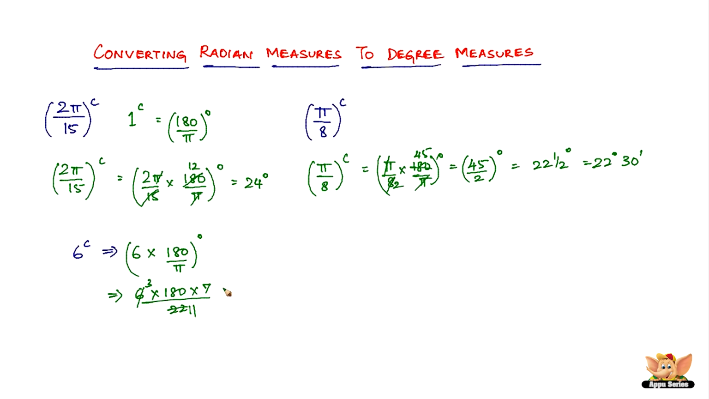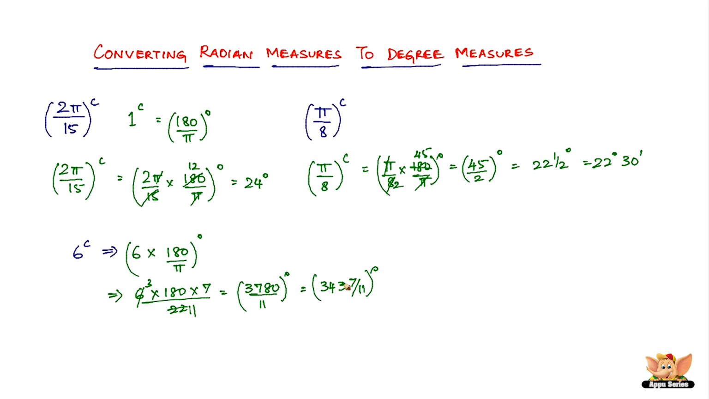So this is equal to 3780 divided by 11 degrees, or it is equal to 343 7 by 11 degrees. You just have to divide this and convert it into a mixed fraction. That's all, and you get 343 7 by 11 degrees. Now you can either stop at this mixed fraction, or you can show this in terms of minutes and seconds as well. Degrees, minutes, and seconds.